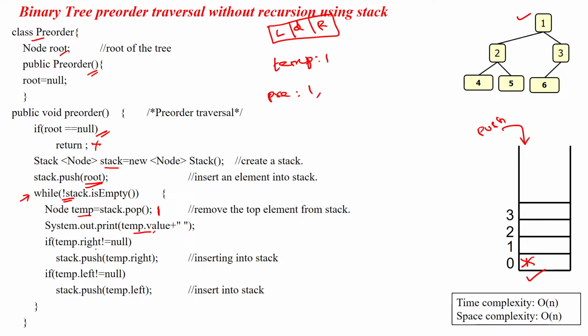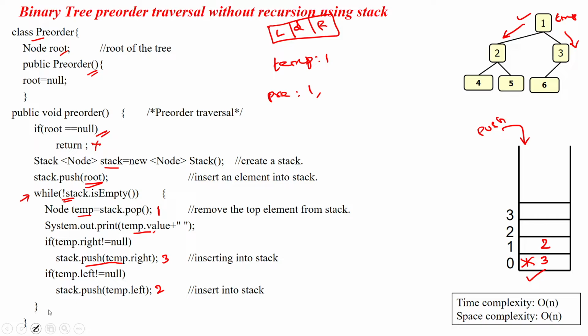Then we check temp.right not equal to null. Now temp is 1, and 1.right is not null. Yes, it is true. So we push that temp.right, 3, into the stack. Next we check temp.left not equal to null. Yes, temp.left is not null, it has 2. That is true, so 2 is pushed into the stack.